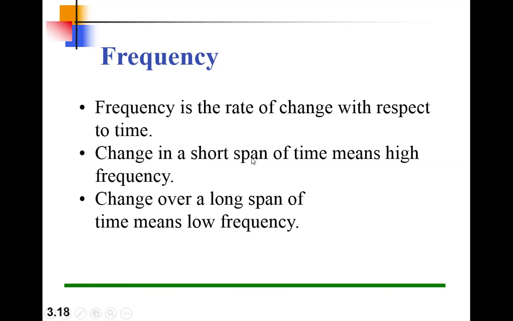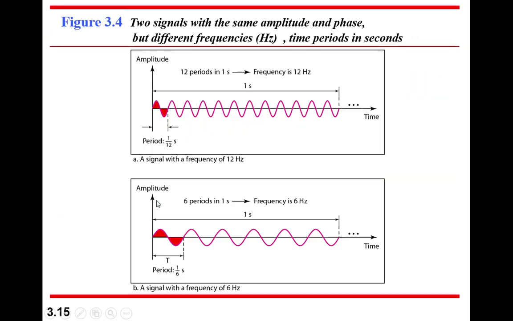Change in a short span of time means high frequency. If the signal changes in a very short span of time, it means high frequency. If the change is slower, then it is called lower frequency. For example, here the frequency is high because in 1 second it changed 12 times, but here it changed 6 times, so it takes 6 cycles.